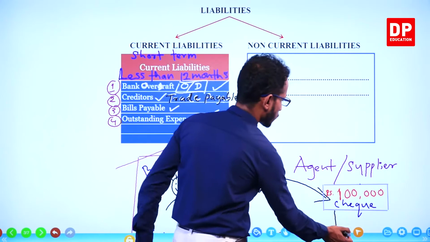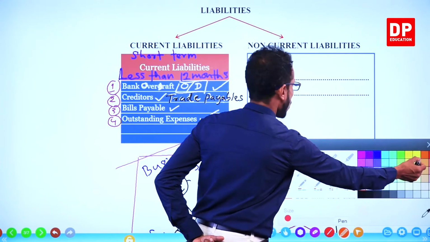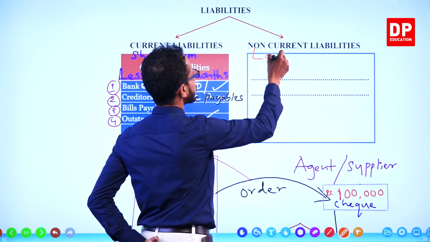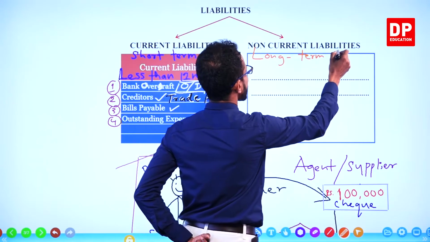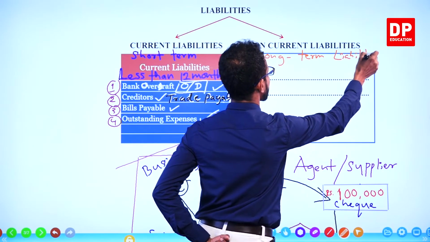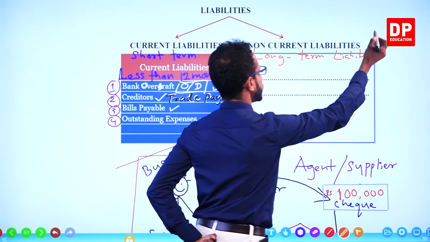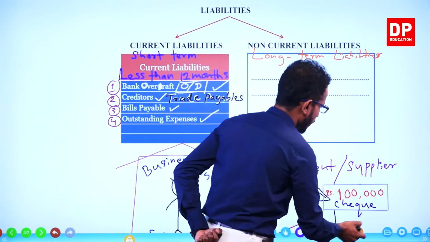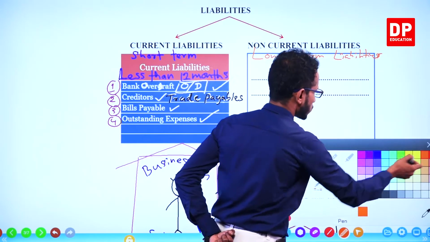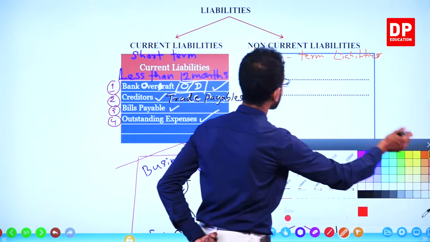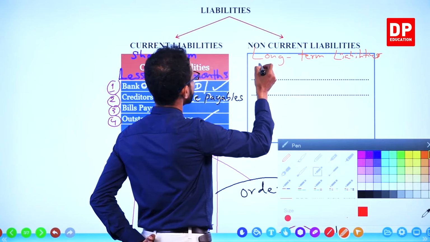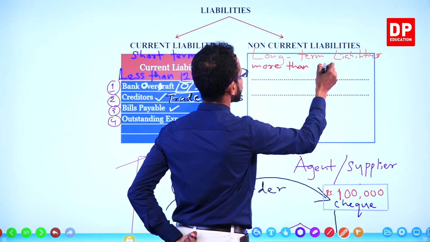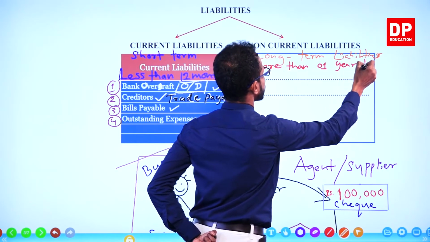Non-current liabilities, or we say long-term liabilities. Long-term liabilities. We can take more than 1 year to pay them back. No issues, no problem. More than 1 year to settle.